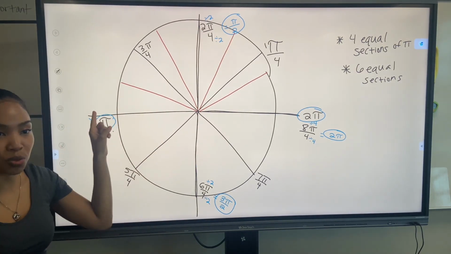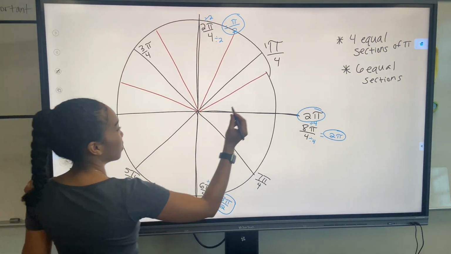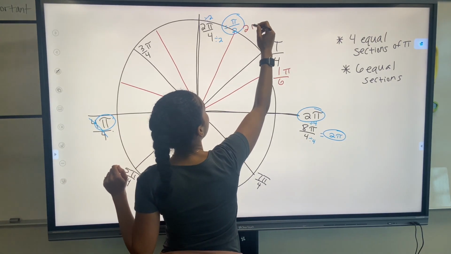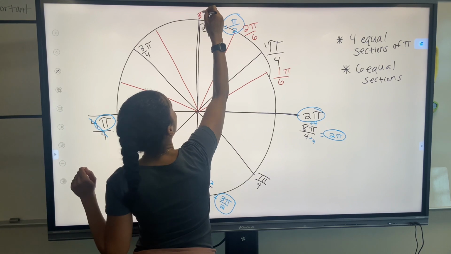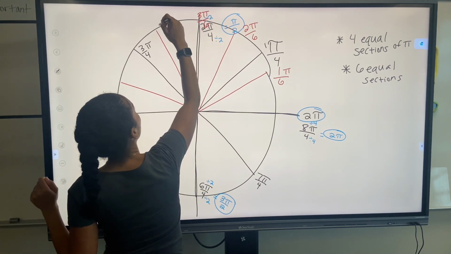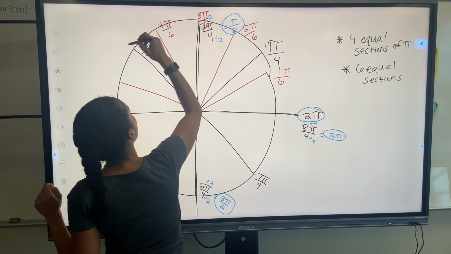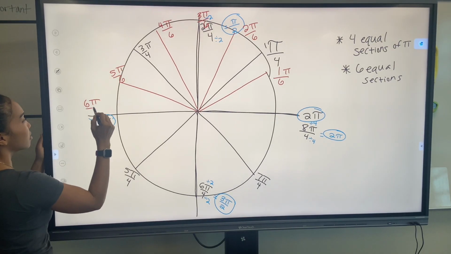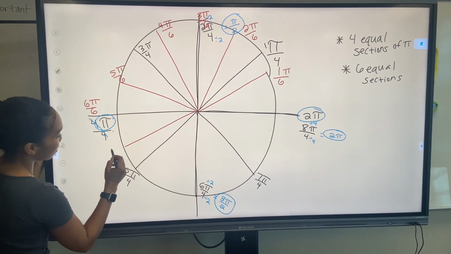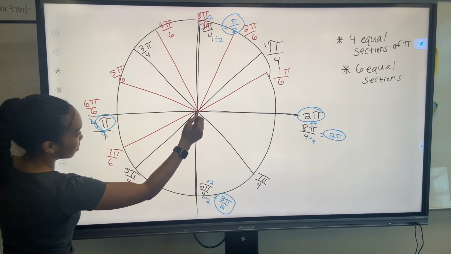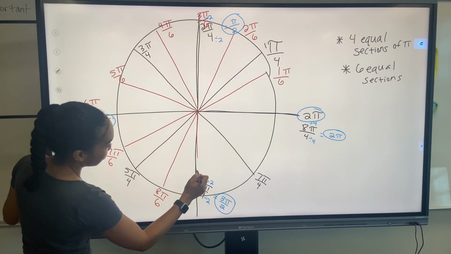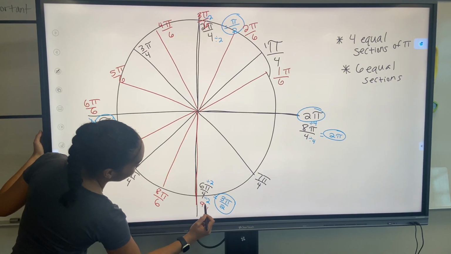I have 6 equal sections of pi, and I'll count them. 1 out of 6, 2 out of 6, 3 out of 6, 4 out of 6, 5 out of 6, and this is 6 out of 6. This is 7 out of 6. This is 8 out of 6. 9 out of 6.